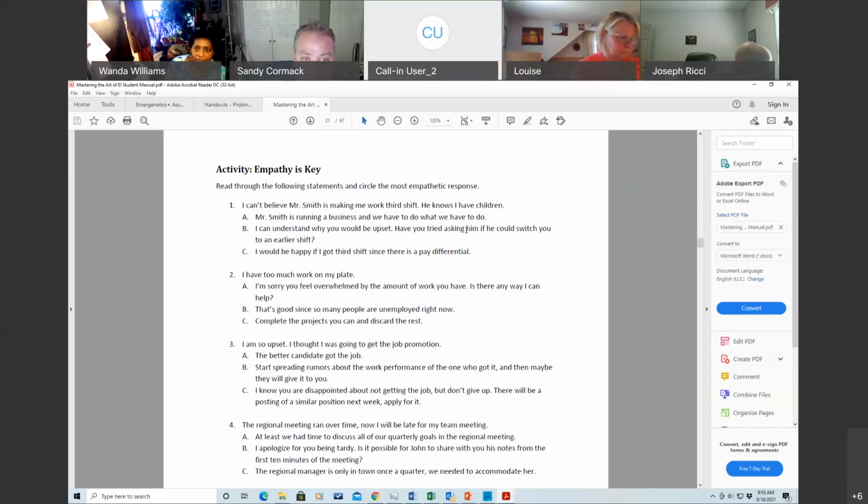What about the second one? "I have too much work on my plate." So they don't have time to deal with them. Which response under statement number two would show empathy? We've got an A there. Yeah, the first part of that statement is purely connecting with them.